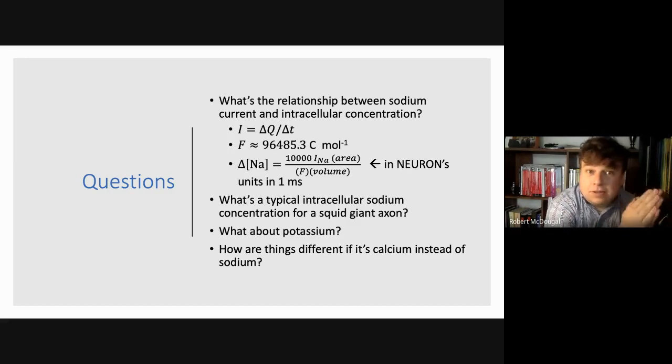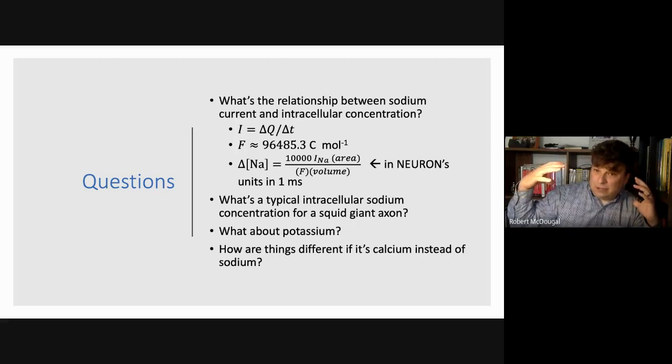All right. So how do we actually deal with this? How do we find the relationship between current and intracellular concentration? It's actually a pretty simple formula. It involves Faraday's constant. This is just a physics thing. In 1 millisecond with a constant current, sodium changes by 10,000 INa times whatever the surface area is, divided by the product of Faraday's constant and the volume. Obviously, if you have a bigger volume to diffuse into, then your concentration change is not going to be as much. Again, Hodgkin-Huxley, big squid, minimal concentration change.